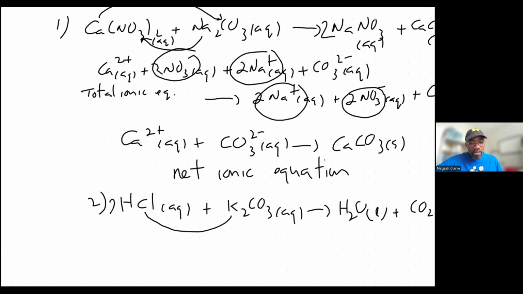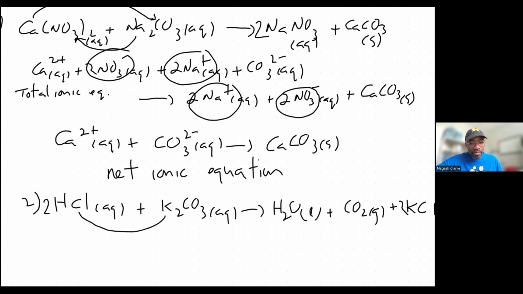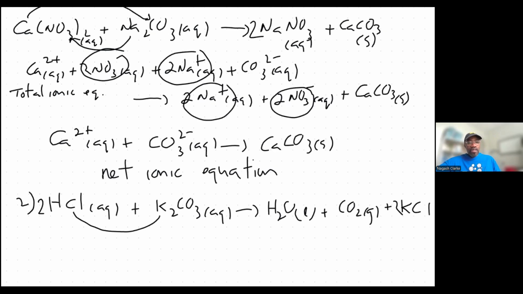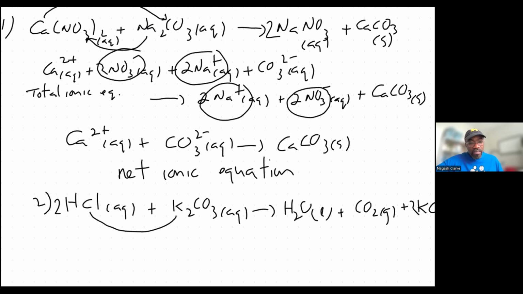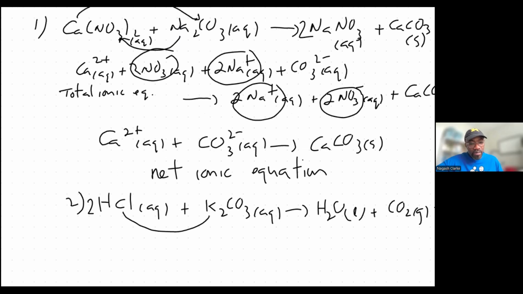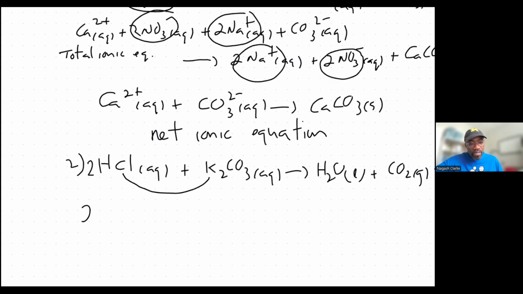I think I'm all good. Yep. So now it's going to do the same thing. HCl is going to break down to 2H+ (aq) plus Cl- (aq). And it should be 2, right? Put the 2's out here. Plus 2K+ (aq) plus CO3 2- (aq).